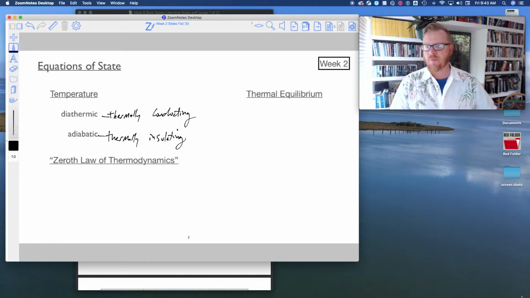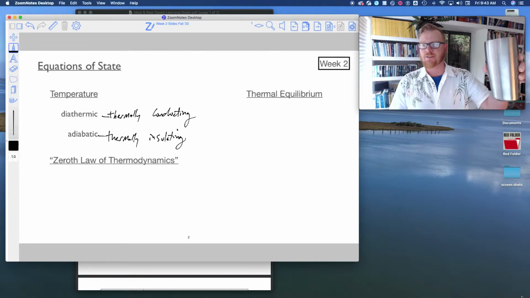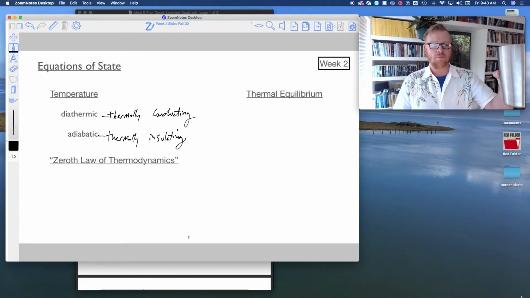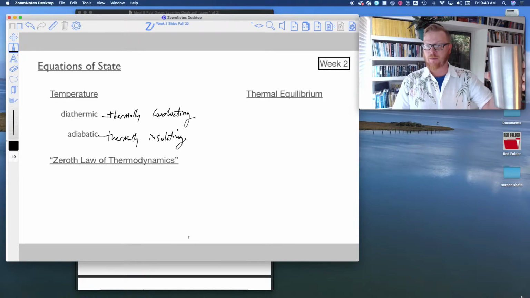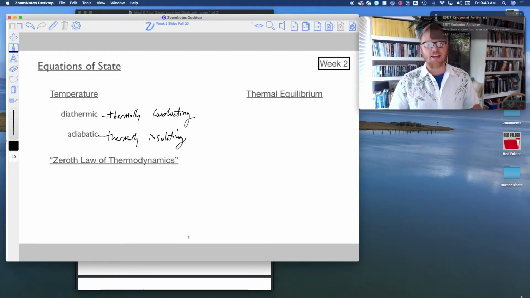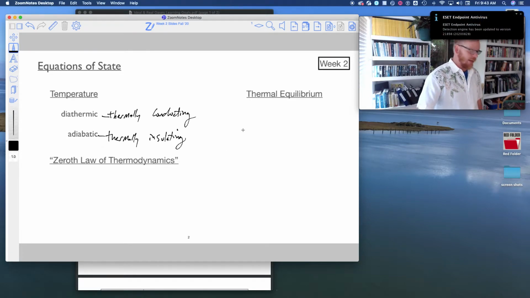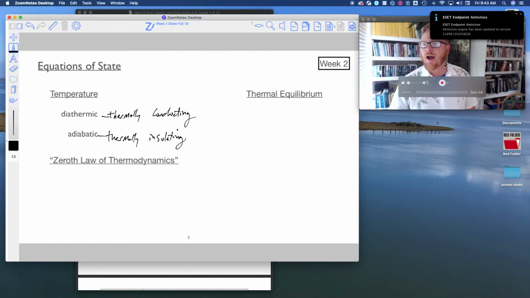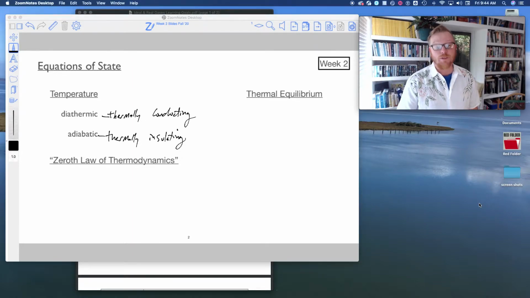So here I have my super fancy, expensive Yeti mug. Is this diathermic or is this adiabatic? What do you think? It kept that water nice and cold. It's got to be adiabatic, right? It's got to be thermally insulating. It's not perfectly adiabatic, and we'll talk about that as we progress through the semester.